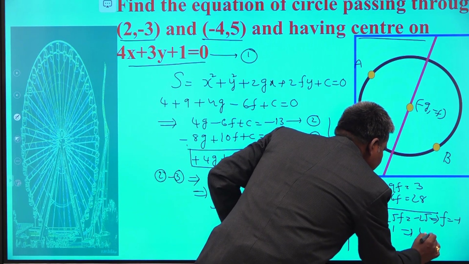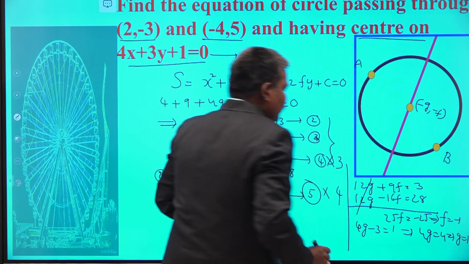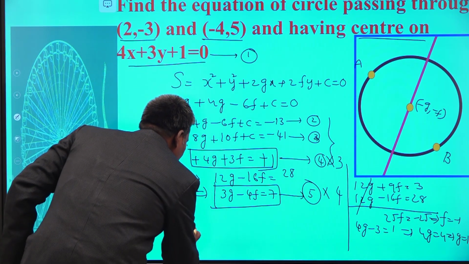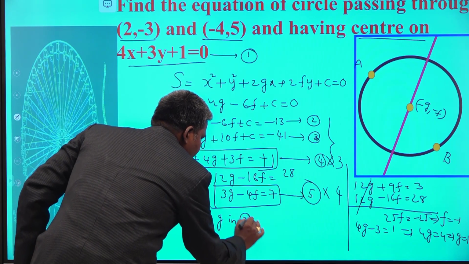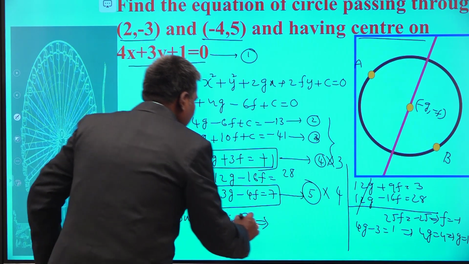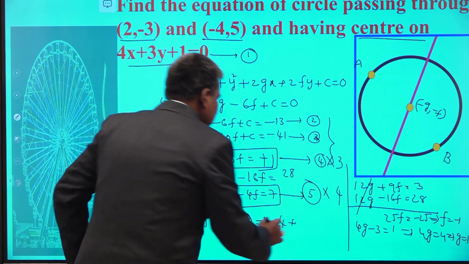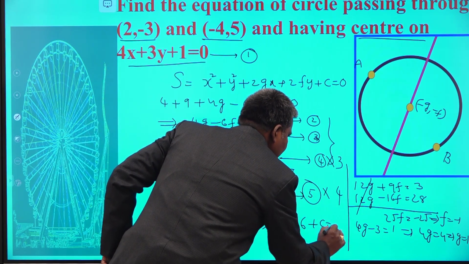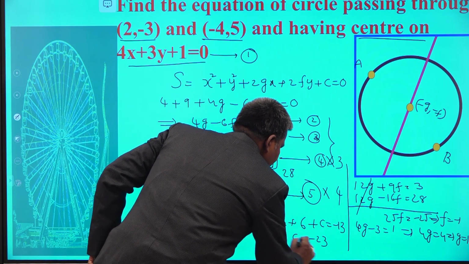Am I correct or not? 4g is equal to 4. This implies g is equal to 1. So we have f is equal to minus 1 and g is equal to 1. Substitute f comma g in 2. This implies what? 4 times g, 4 into 1, 4, plus minus 6 into minus 1, plus 6. That is 4 plus 6 plus c is equal to minus 13. This implies c is equal to minus 23.